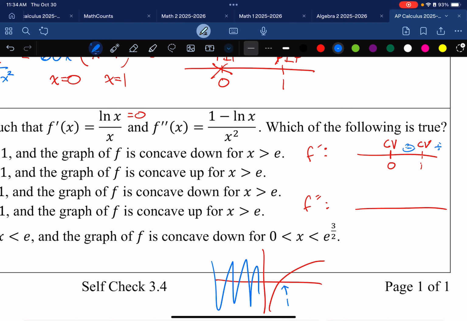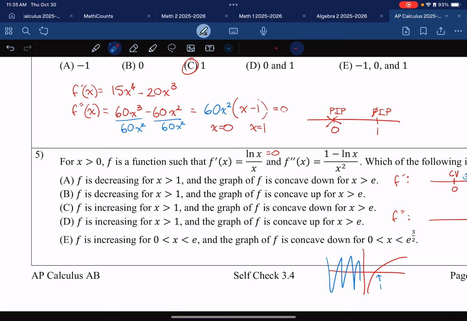And I realize I'm skipping a little bit. I kind of ignore the fact that we're dividing by x, but notice that everything to the right of 0 is positive, therefore x will always be positive, and I can ignore the denominator here. So I'm looking and I'm seeing, well, f prime is negative between 0 and 1, so f is decreasing between 0 and 1.